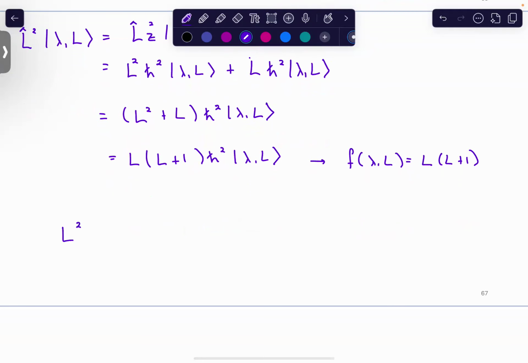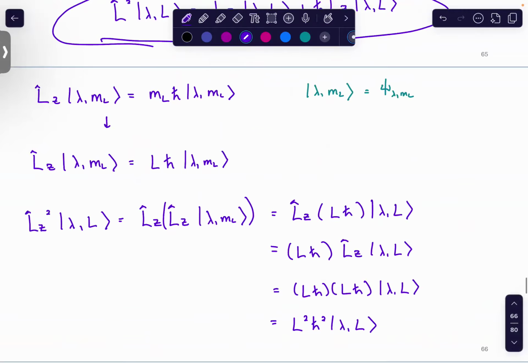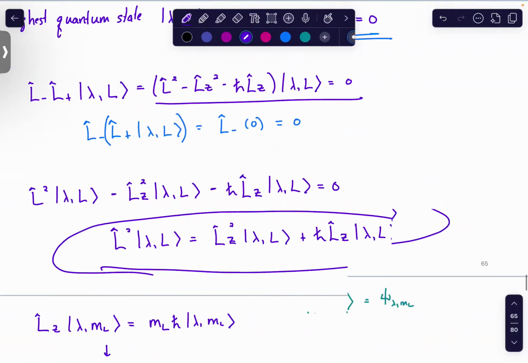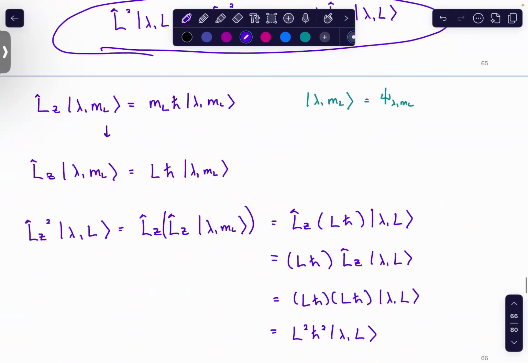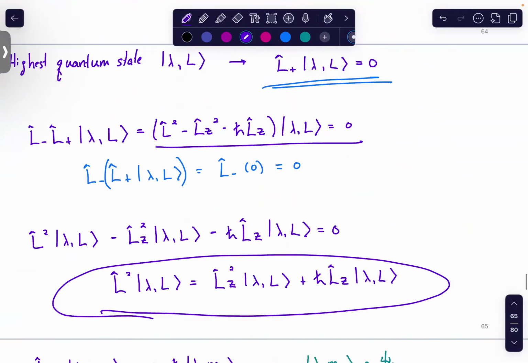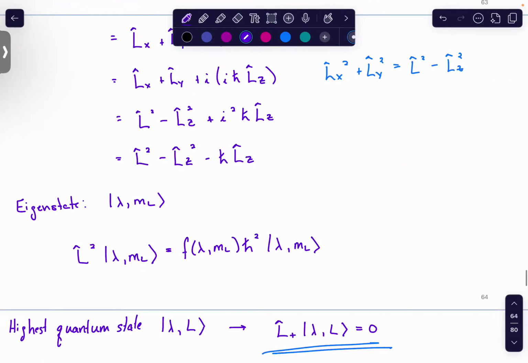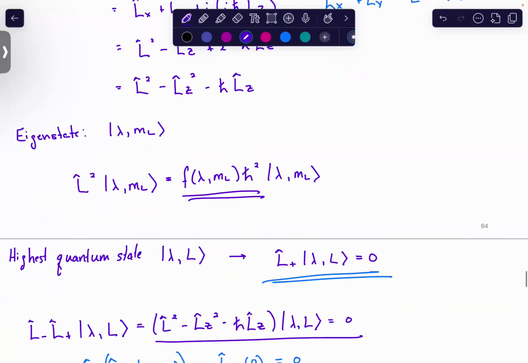Why no ħ squared? Hmm? Why is there no ħ squared? Where is it? Here. Oh, okay. Okay.